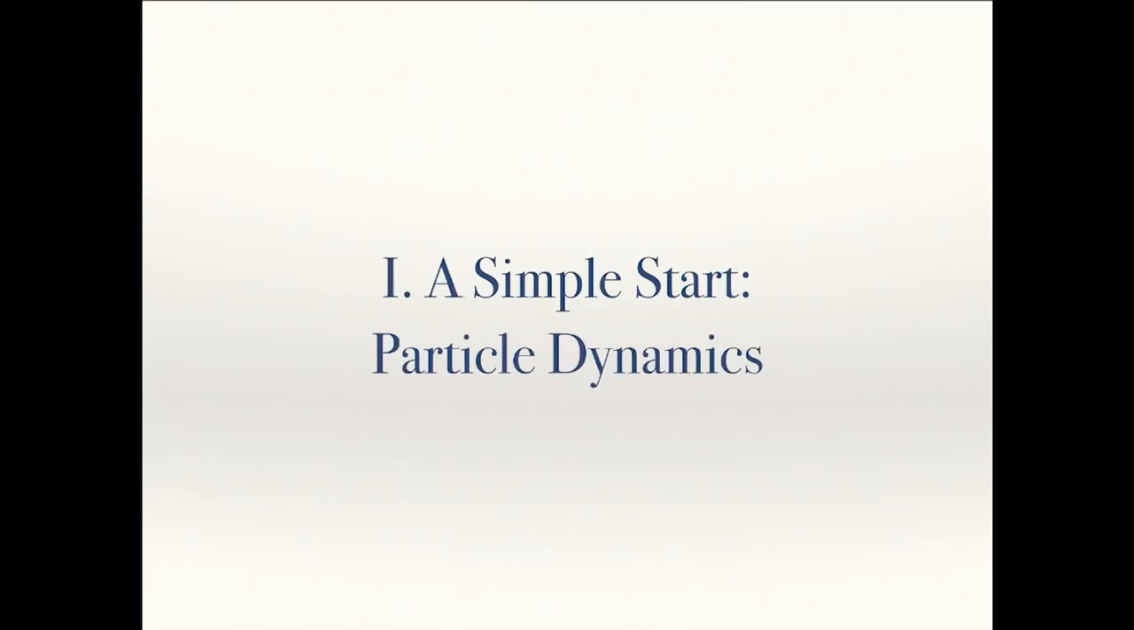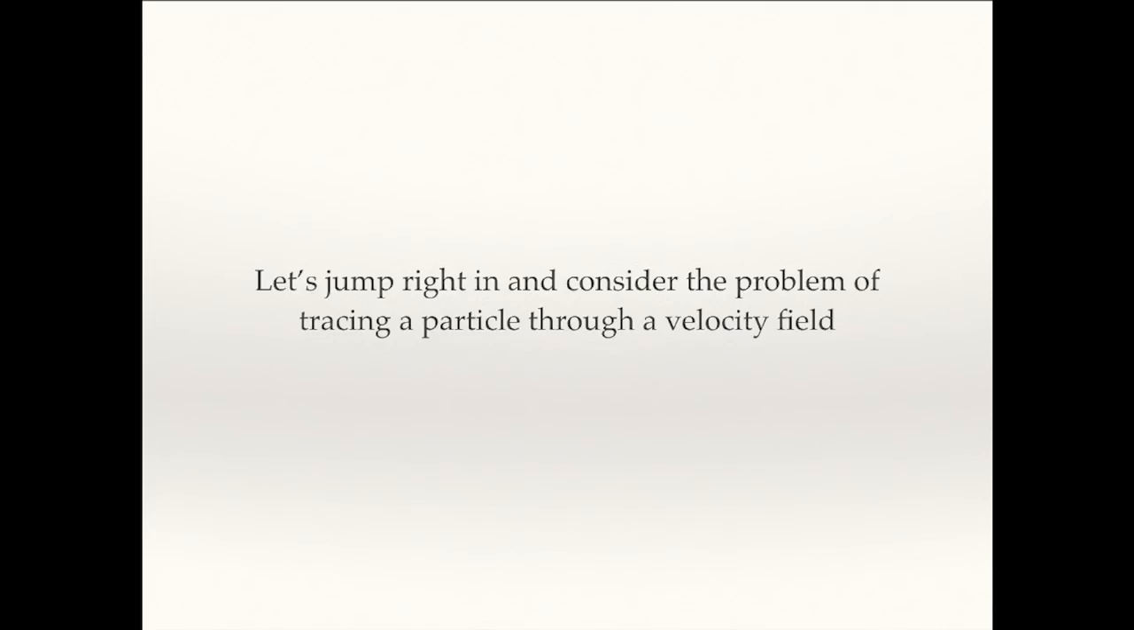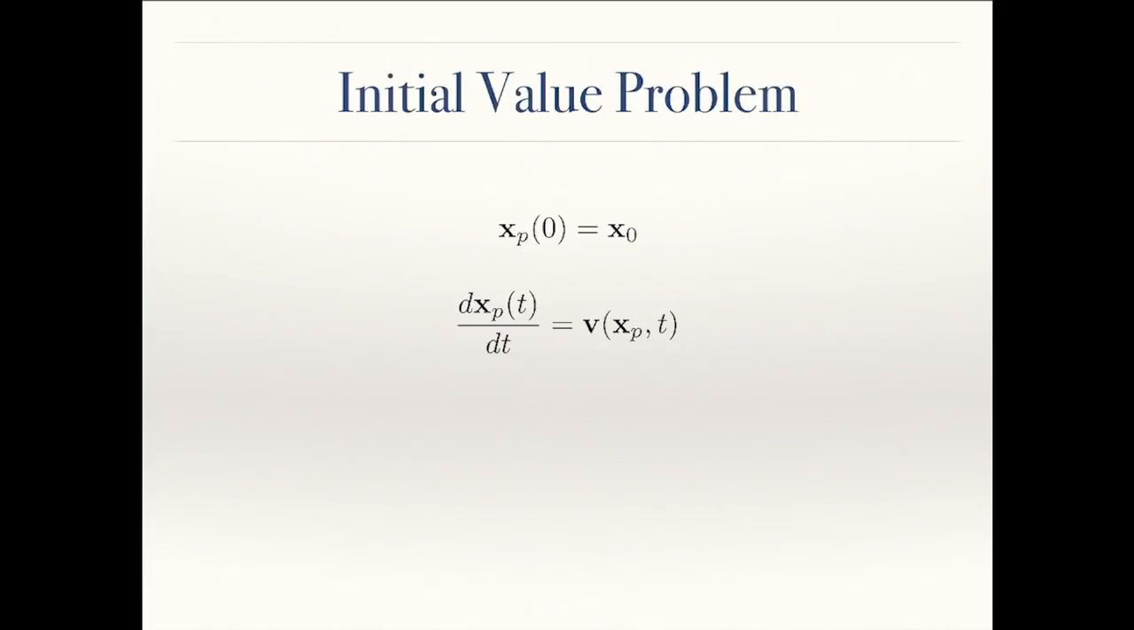Okay, so let's jump right in, and we'll start with a simple system of particle dynamics. And we'll consider the problem of tracing a particle through a velocity field. So here's a velocity field, and here's a particle, and you can imagine that the particle might trace a path something like this through the velocity field, and if we have another particle, it would trace a different path through that velocity field. We can express this mathematically as what we call an initial value problem.